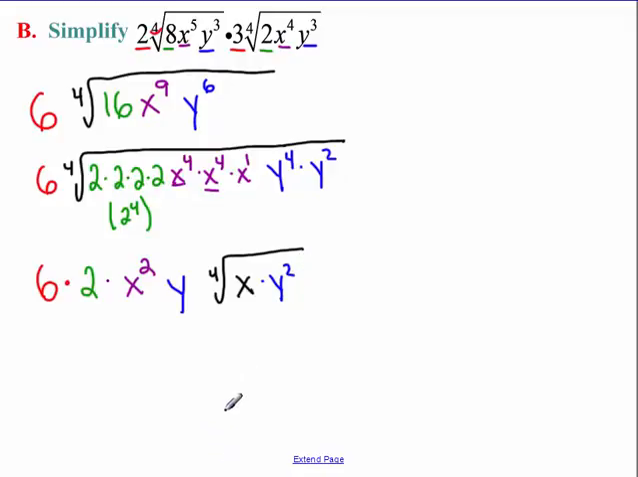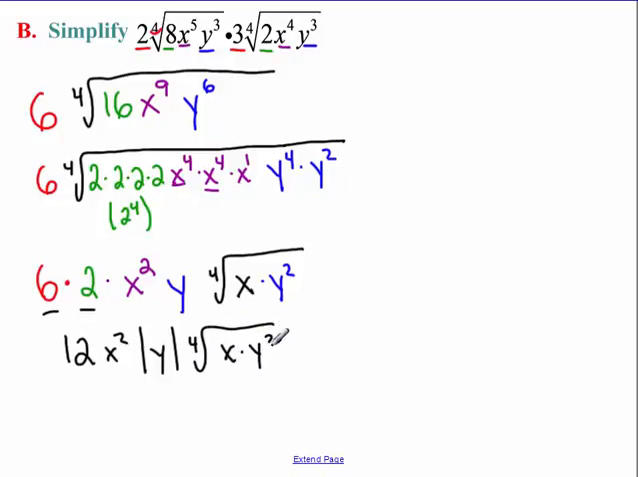There's one thing that a lot of people forget. Remember, when the index is even and you simplify to an odd power, we're going to need to put absolute value signs over that y. So our final answer would be 6 times 2, which is 12, x squared, the absolute value of y, even root simplifying to an odd exponent, times the 4th root of x y squared. And that ends up being our final answer.